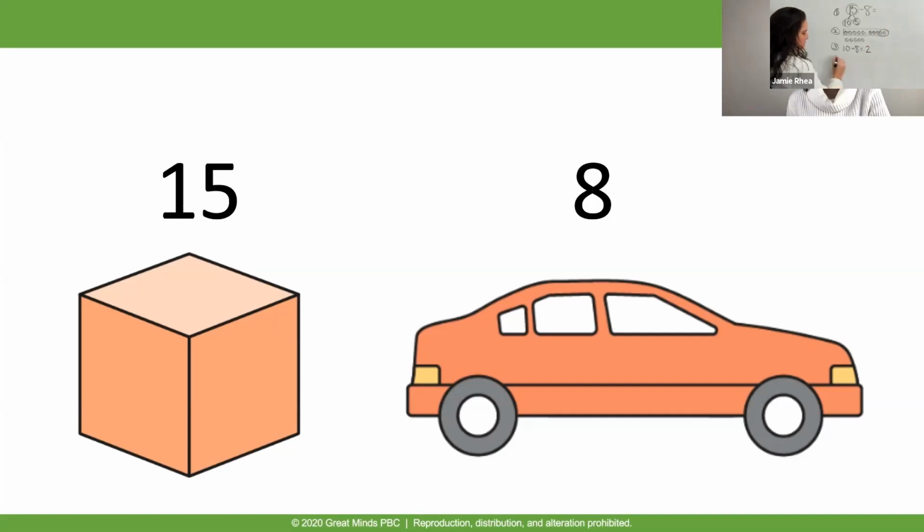Okay. Step 4, I'm going to add up what I have left. I have 2 and 5. 2 plus 5 equals 7. And then step 5 is my last step. I'm going to 15 minus 8 equals. Well, here's my 15. I took 8 away. I'm left with 7.